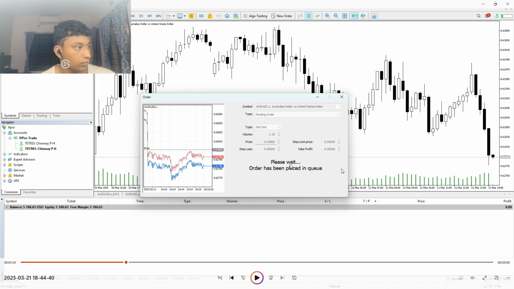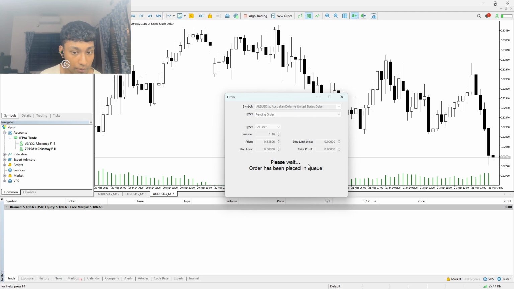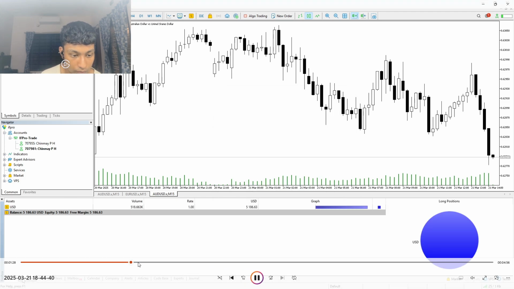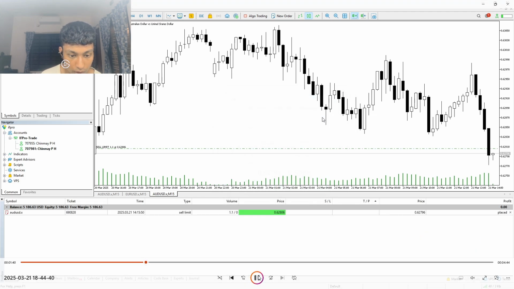Now the bad luck was that at the exact moment when I placed the order, my internet disconnected. Since my internet disconnected, my order got placed in a queue and still didn't get confirmed. The order is not confirmed, so I just wait for some time, and if you see, the order got placed after some time. This is the order which got placed at 0.62806, the same level which I got using the calculator. And you can also see the order detail on the chart over here.